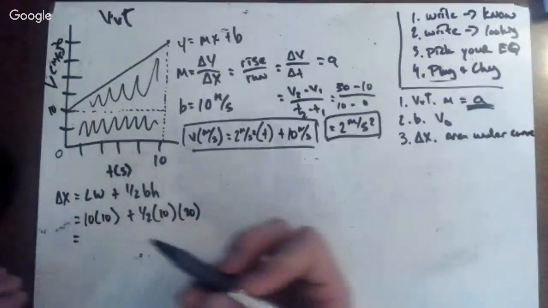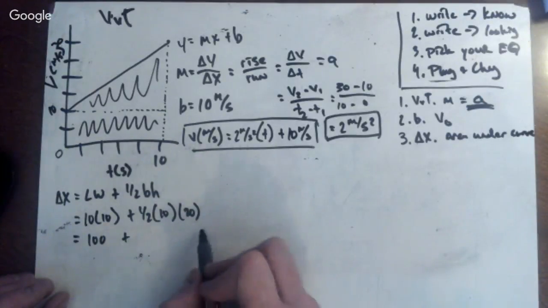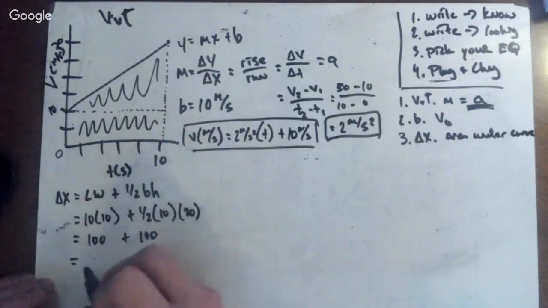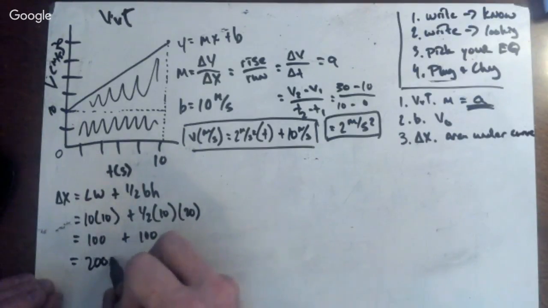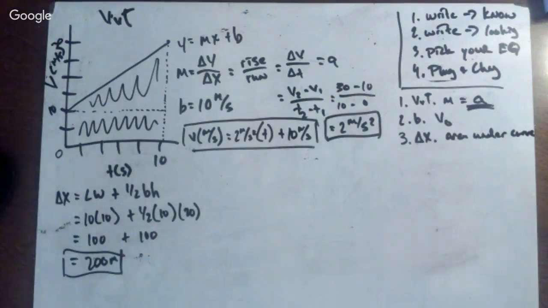Okay? So that ends up being 100 plus 10 times 20 is 200. Half of that is 100, or a total change in position of 200 meters. Okay? That's our total right there.